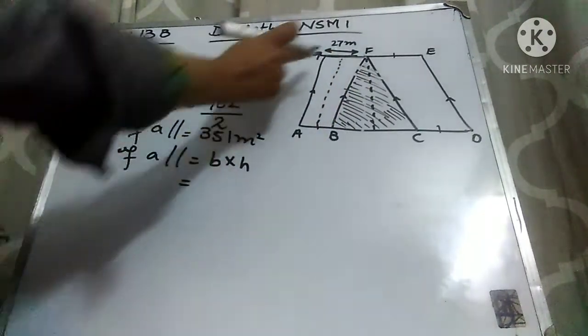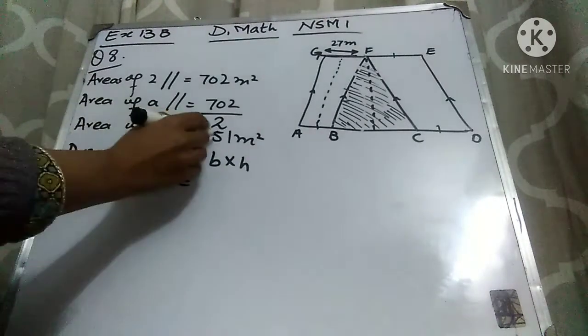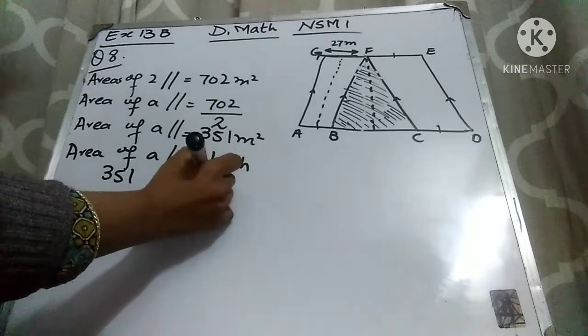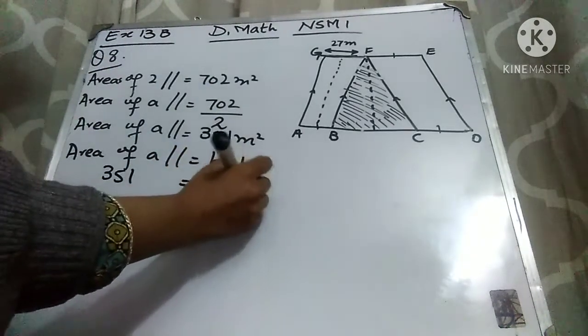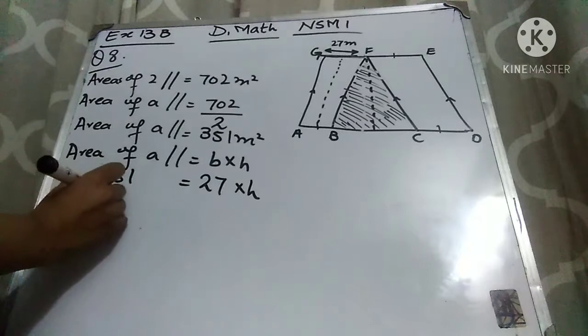What is the base? The base is given in the question, which is 27. The area is also given; we have found the area, which is 351. Base is 27, and we can find the height with it. This 27 is multiplying with height, and when it comes to this side, it will divide.